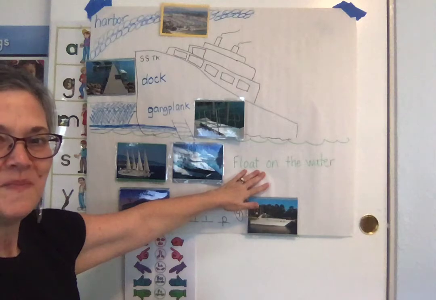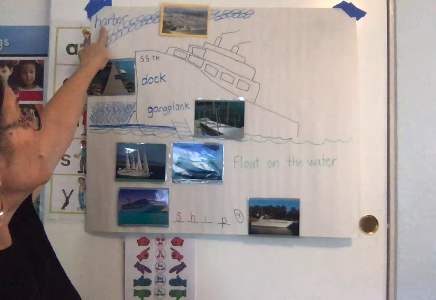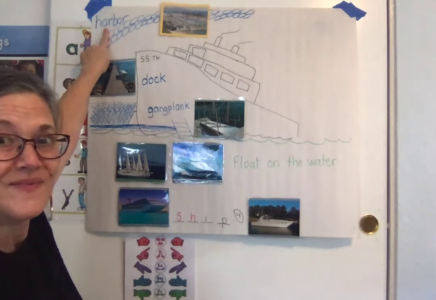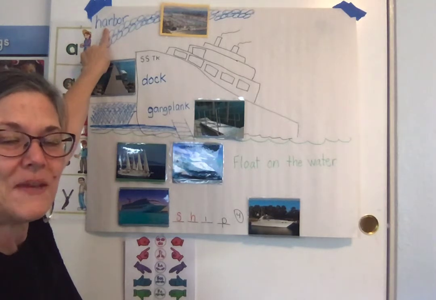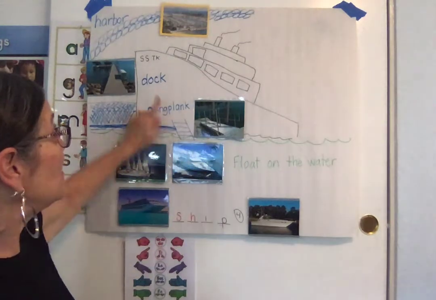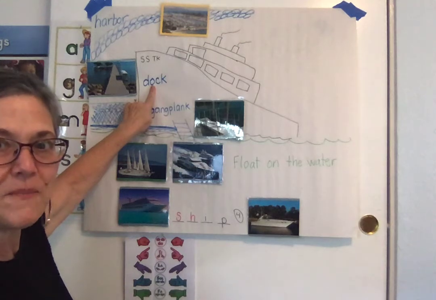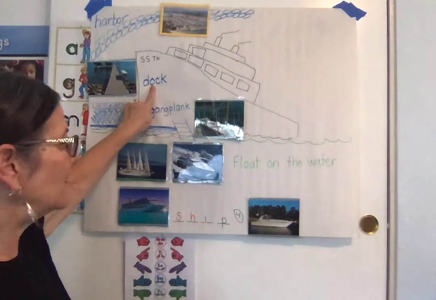Your turn. A ship can be found in a harbor. Your turn. A ship can be found in the harbor. A ship can be found at the dock. Your turn. A ship can be found at the dock.